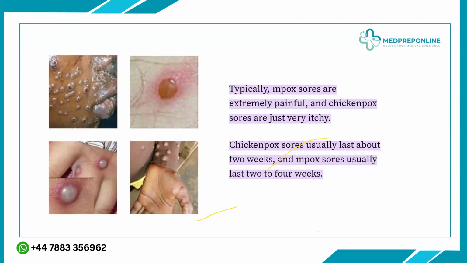मॉन्की पॉक्स की लीजन्स चिकन पॉक्स की लीजन से मिलती हैं, लेकिन ज्यादा अगली लुकिंग होती हैं. एंड टिपिकली इसके जो सोर्स होते हैं या इसकी लीजन्स होती हैं, they are very painful. जबकि चिकन पॉक्स की जो लीजन्स होती हैं, they are just itchy. चिकन पॉक्स के जो आपके सोर्स हैं या लीजन्स हैं, they last about 2 weeks, लेकिन मॉन्की पॉक्स के 2 to 4 weeks persist करता है.